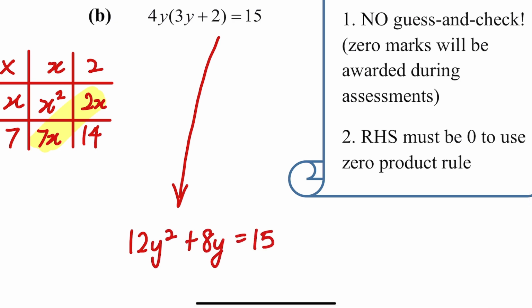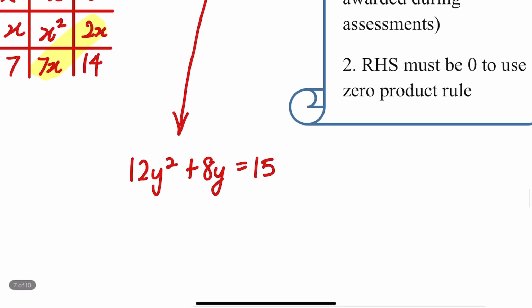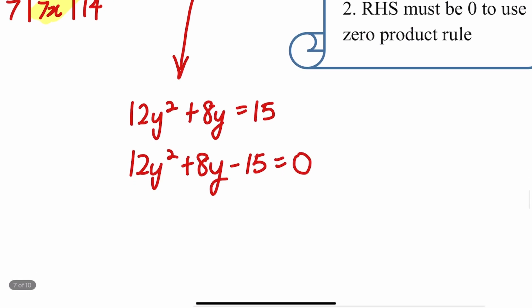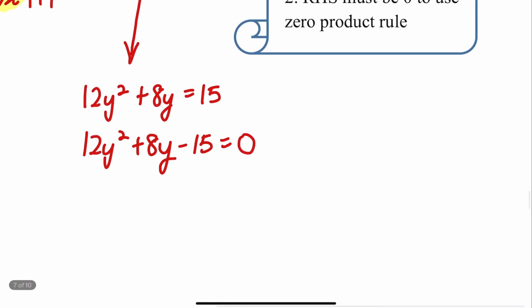I subtract 15 on both sides of the equation. I'll get 12y squared plus 8y minus 15 equals 0. Then from here, I want to factorize this quadratic expression. I use the multiplication frame.